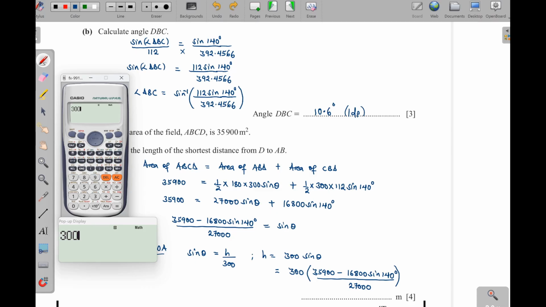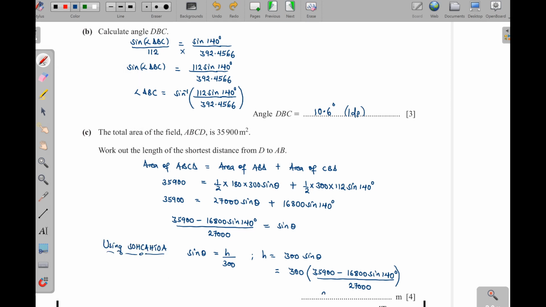300 into, then here we have 35,900 minus 16,800 sine of 140, then down here we are having 27,000, and we can close, then equals. So to 3 significant figures, that will be 279. That is to 3 significant figures, and that is that.